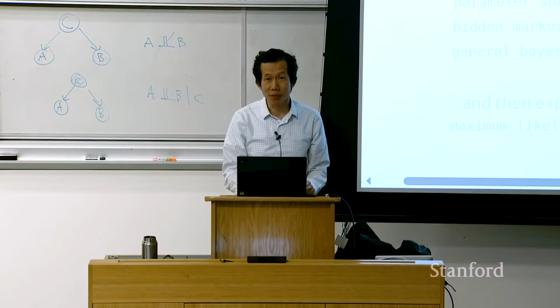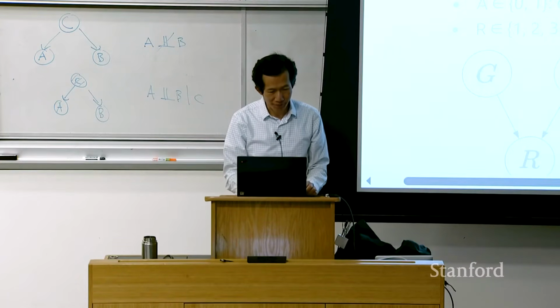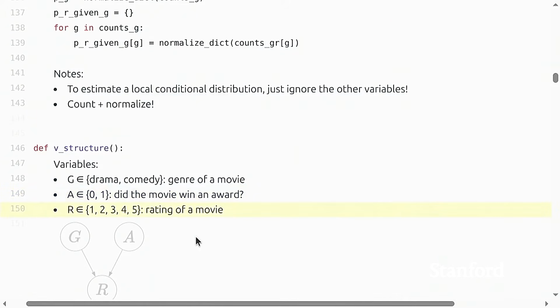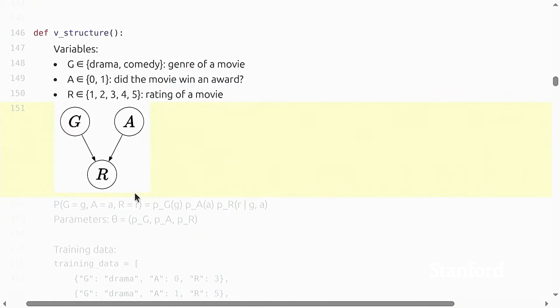Now we're going to go to 3 variables here. So suppose we have a genre, a variable A, which means did the movie win an award or not, and the rating of the movie. Okay, so this is what the Bayesian network looks like. And you might think, well, these V structures, hopefully I've taught you to really be careful of them because they're a bit tricky. Here, I think for learning, it's actually going to be pretty mundane.